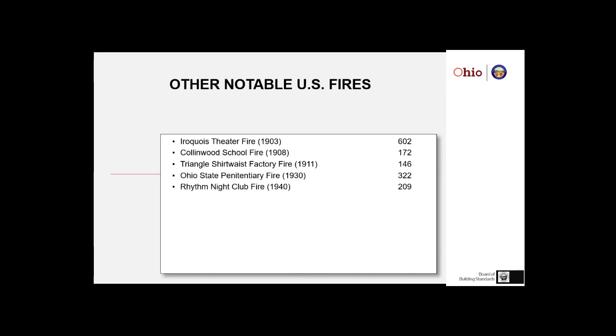Another nightclub fire in 1940. 209 people passed away in this one. This occurred in Natchez, Mississippi. This was a one-story building of wood construction. It had about 24 windows in it, but 21 were shuttered or nailed shut.